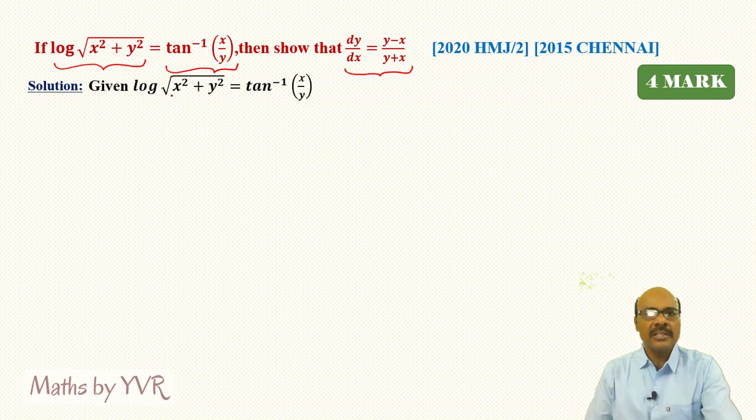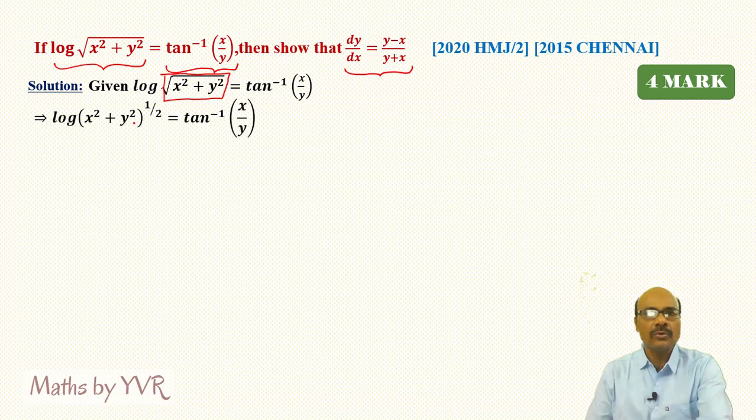So what is the given function? Given log of root over x square plus y square is equal to tan inverse x by y. If we observe the left side, the term root over x square plus y square, we can write as x square plus y square whole power 1 by 2. So see here, next step: log of x square plus y square whole power 1 by 2 is equal to tan inverse x by y.